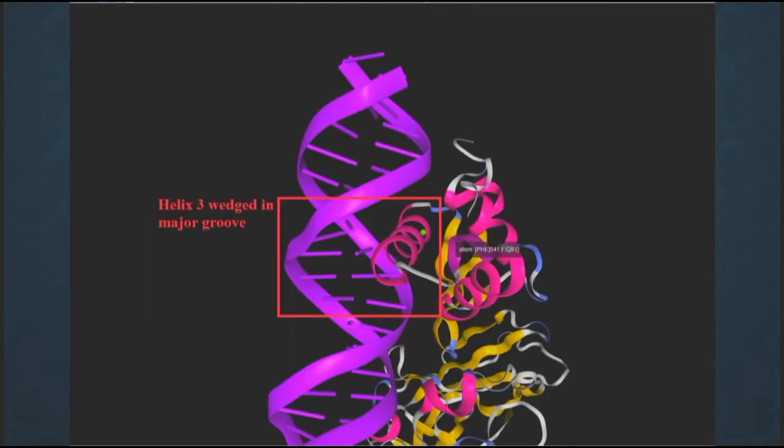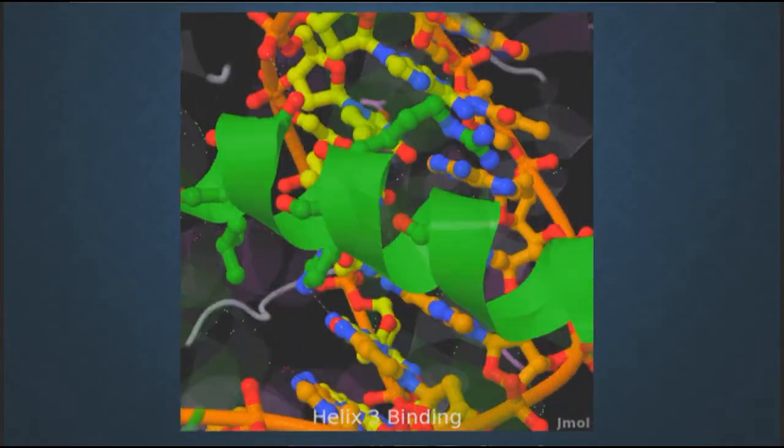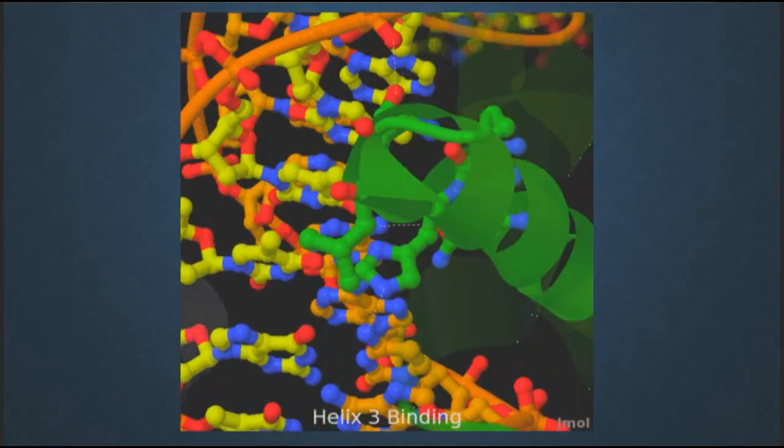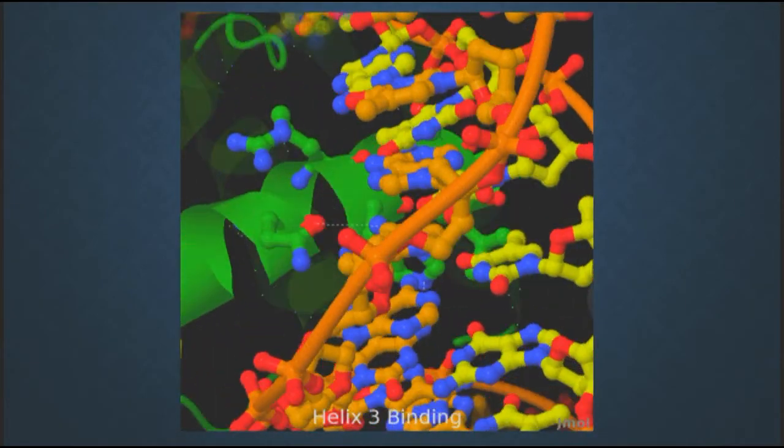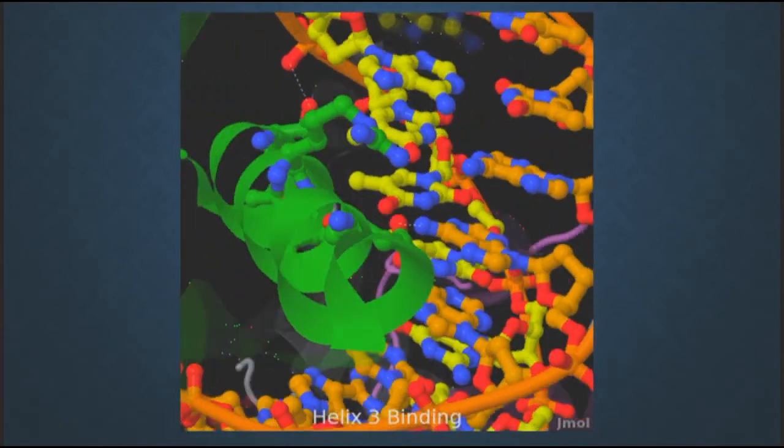And here's a closer look at helix 3 wedged into the major groove of DNA. Monomeric FOXP2 binds to DNA strongly. The residues between helix 3 and DNA form strong hydrogen bonds and hydrophobic interactions, which are stronger than that of dimeric FOXP2.